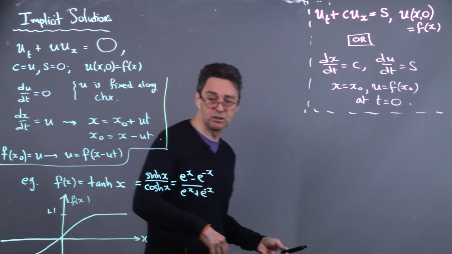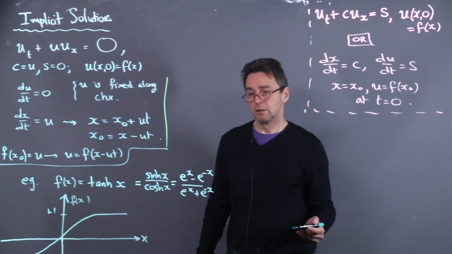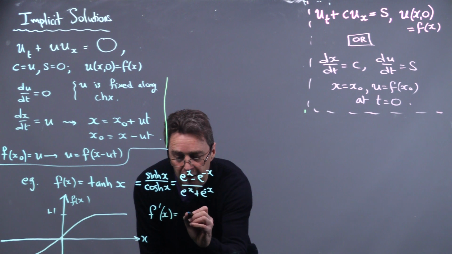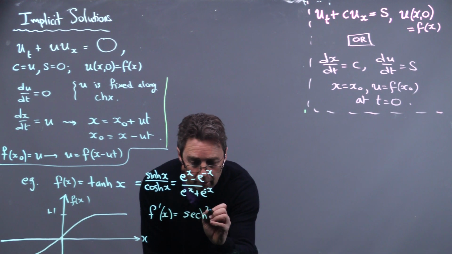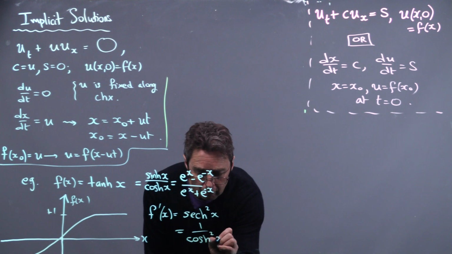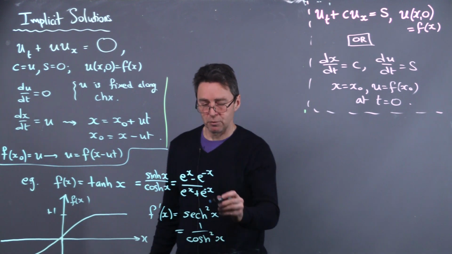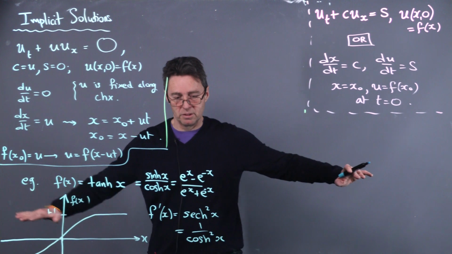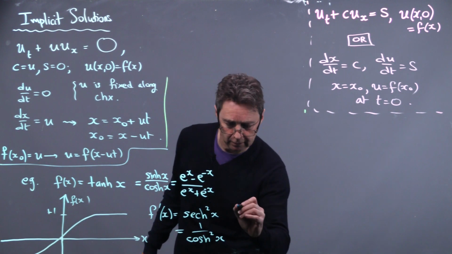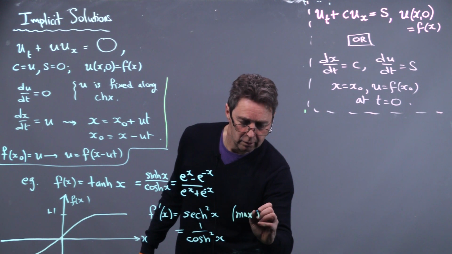It's got positive slope everywhere. In fact, I can compute f primed. F primed of x is sech squared. That's 1 over cosh squared, right? That's something that is 0, 0, 0, comes up in a bump to 1, it goes back down to 0. So the maximum is 1.